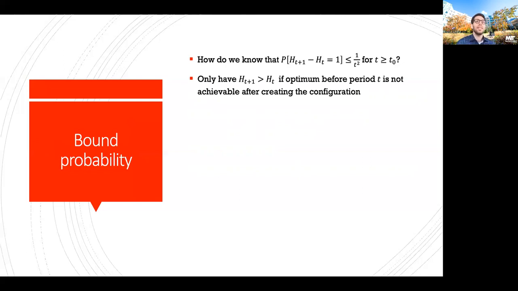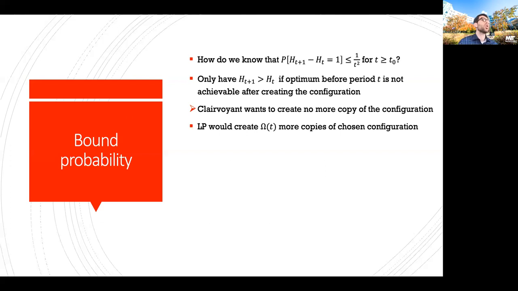Now, what that implies is that the clairvoyant would not want to create any more copies of this configuration. On the other hand, we know from the way OCOP makes the algorithm that the LP would really like to make a lot more copies of this chosen configuration. In fact, we picked it because it is the configuration most frequently used in the LP for this particular item.